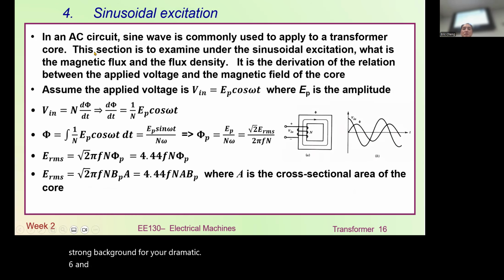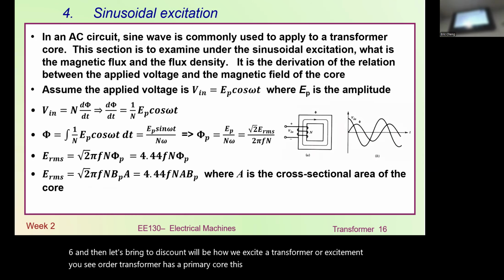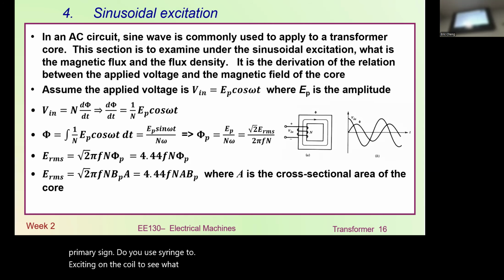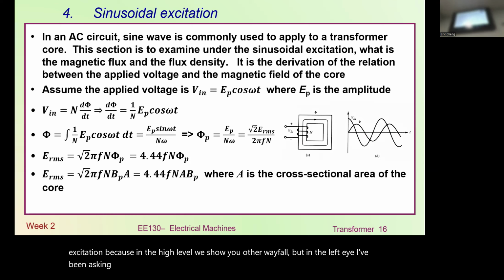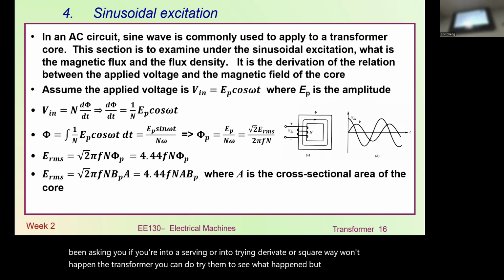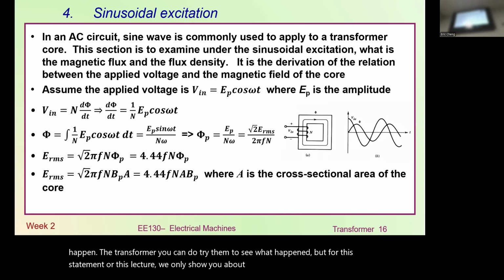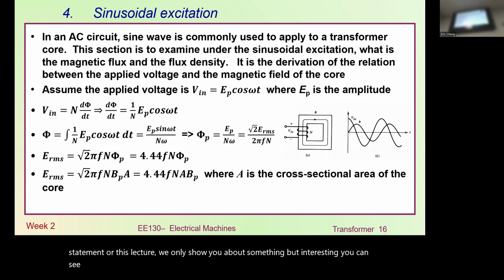And the next thing to discuss will be how we excite a transformer or an inductor. All transformers have a primary coil and a secondary coil. We first examine a coil on the primary side. We use a sine wave to excite the coil to see what happens. We usually consider a sinusoidal excitation. Of course, at a higher level, we show you other waveforms. But in the lab, I've been asking you to try a sine wave, a triangular wave, or a square wave to see what happens in the transformer. But for this syllabus, we only show you the sine wave. But interestingly, you can see the answer for the square wave or triangular wave.